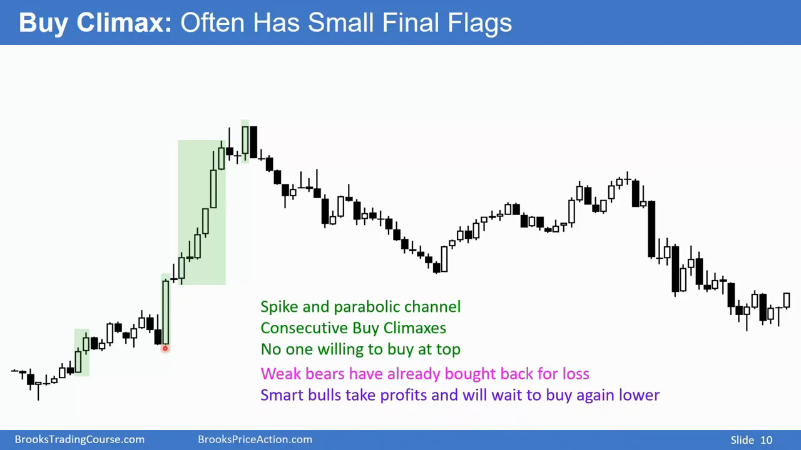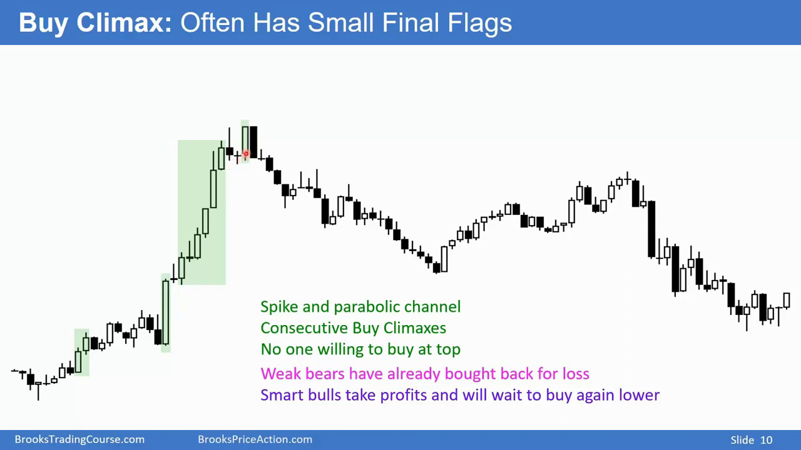When you have a series of consecutive buy climaxes like this, you have weak bears selling all the way up. And at some point, they stop selling because they keep buying back for a loss. And here, the weak bears are covering probably for the final time. And the bulls are using the series of buy climaxes, especially after this pause, to take profits. Their stop is far away. They want to reduce the position size. They know this is potentially a final bull flag that could lead to a reversal.